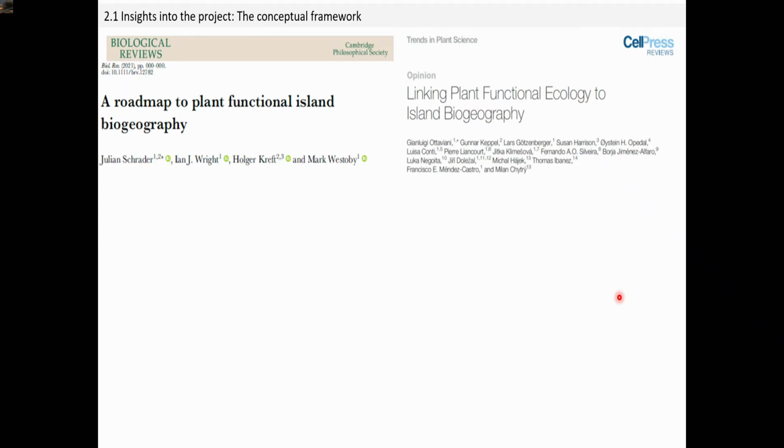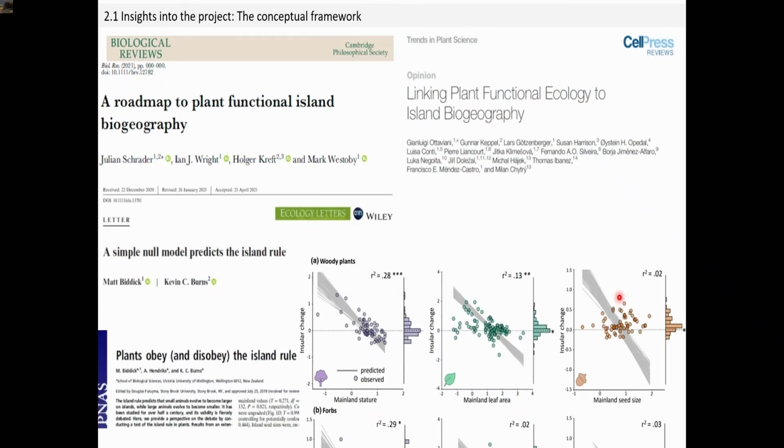And a good example is represented by the island rule. The island rule, for simplicity, is the tendency of small organisms to become giant on islands, and the opposite happening for bigger organisms tending to become smaller, so dwarfism on islands. Here I put an example from a recent work by Vidic and colleagues, showing how woody plants in the upper panel and forbs in the lower panels are obeying, or disobeying, the island rule.